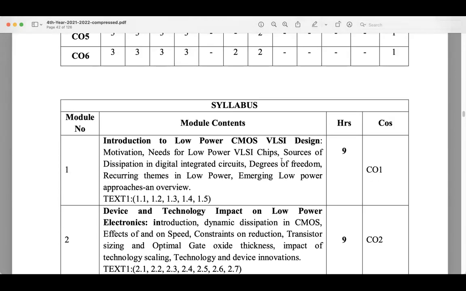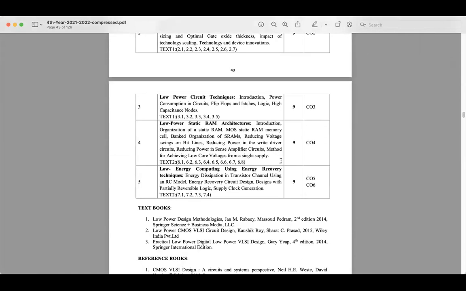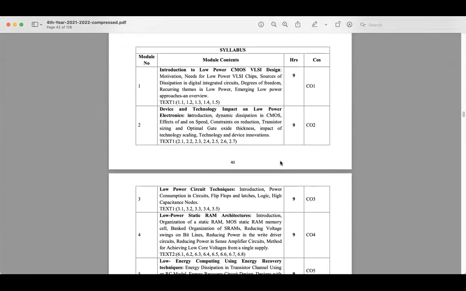So this was about your syllabus that we are going to discuss for this course altogether, right? And as usual, we will start off with the first module, which is Introduction to Low Power VLSI Design.